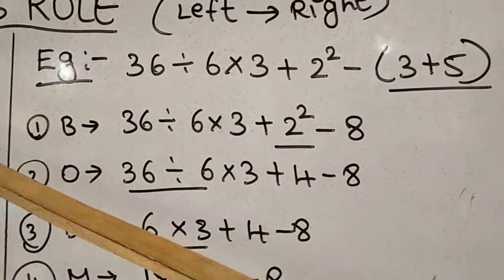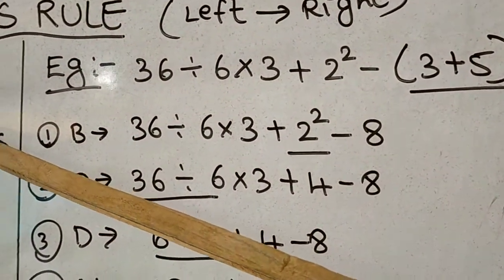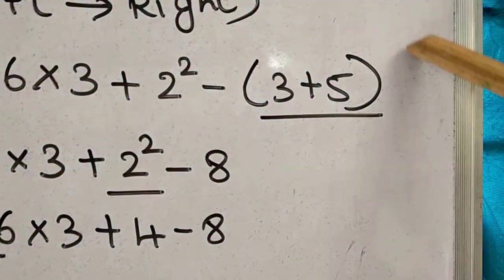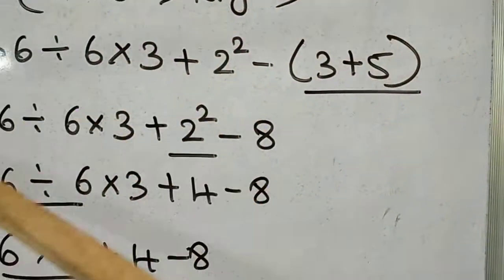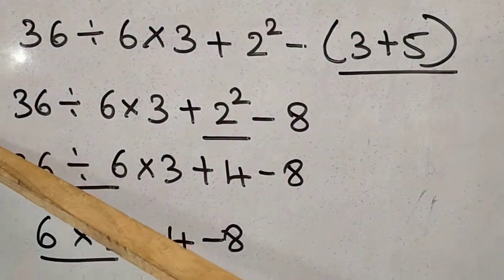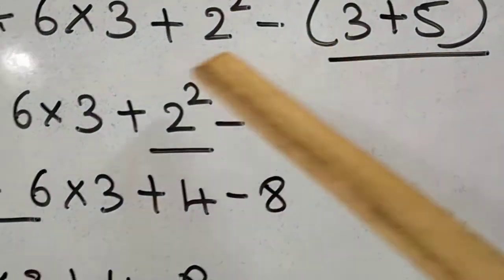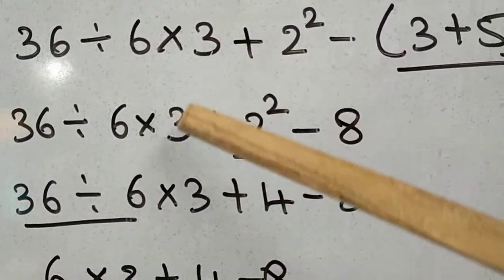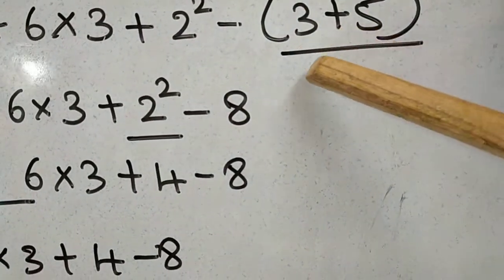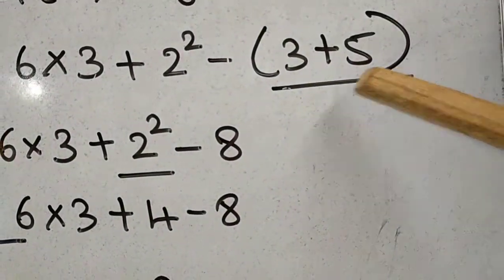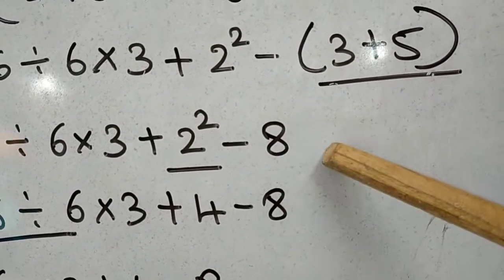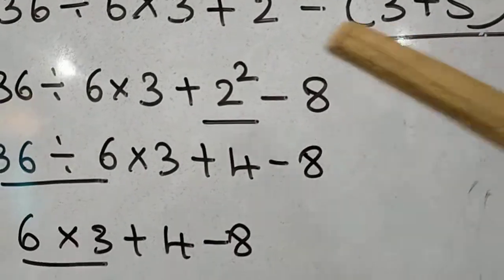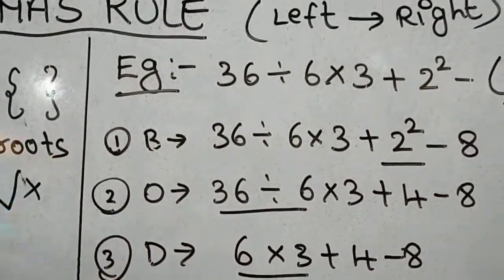First, what is the rule? B for bracket. That means first you have to solve what is in the bracket. Remaining you will write as it is: 36 as it is, 6 as it is, 3 as it is, 2 square as it is. What is there in the bracket? 3 plus 5. How much is it? 8. After solving it, you will remove the bracket. So B is finished.